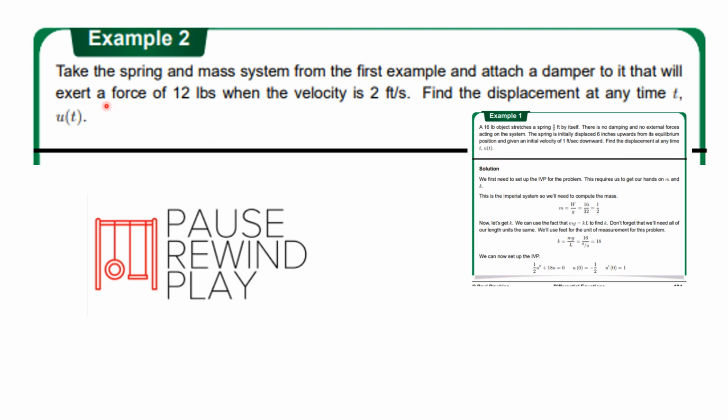But now what we're doing is evolving this and attaching a damper to it. This damper will exert a force of 12 pounds when the velocity is 2 feet per second. Find the displacement at any time, u of t. Pause the video and give this a try, and we'll see how you did.